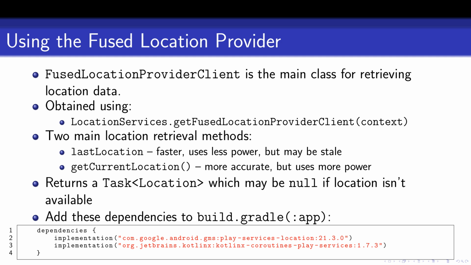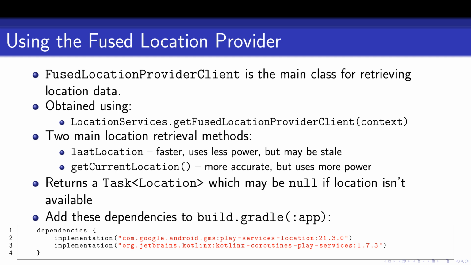Once permissions are handled, it's time to retrieve the device's actual location. You do this using the Fused Location Provider client, which is initialized using LocationServices.getFusedLocationProviderClient. This client exposes two common methods. The first is lastLocation, which returns the most recently known position. This is usually fast and power efficient, but it may be outdated if no app has requested a location recently.